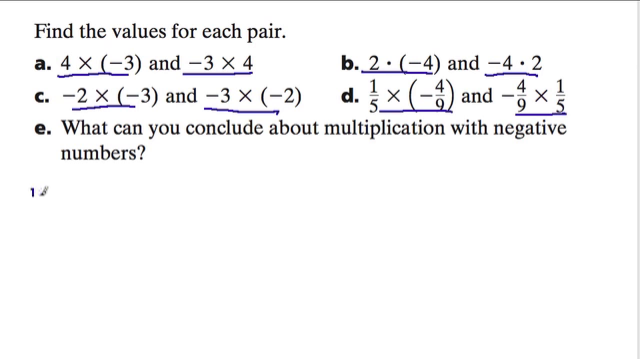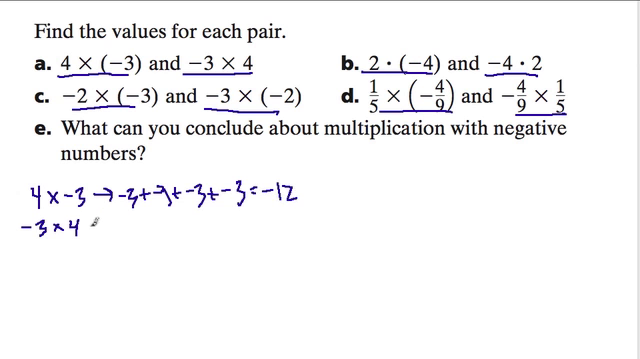So let's look at part A. We have 4 times negative 3 and negative 3 times 4. Well, we know that 4 times negative 3, I hope, can be thought of as 4 groups of negative 3. So negative 3 added 4 times, and that would give us negative 12.